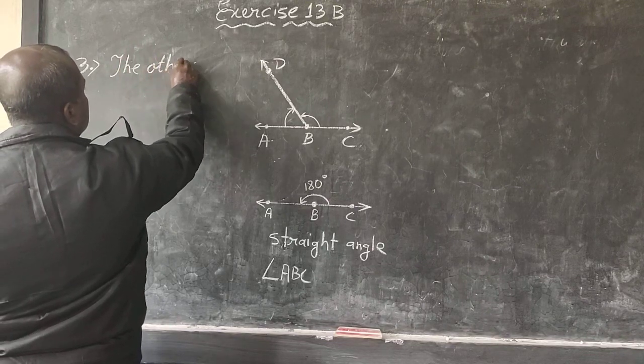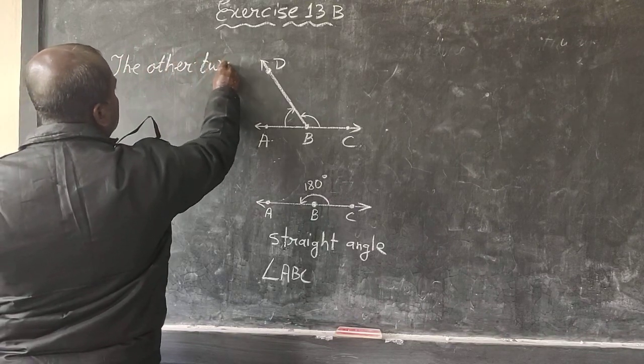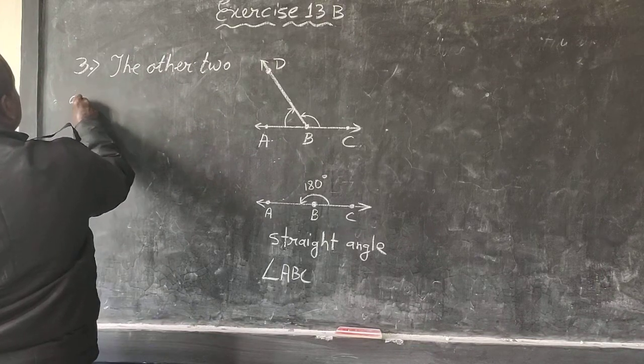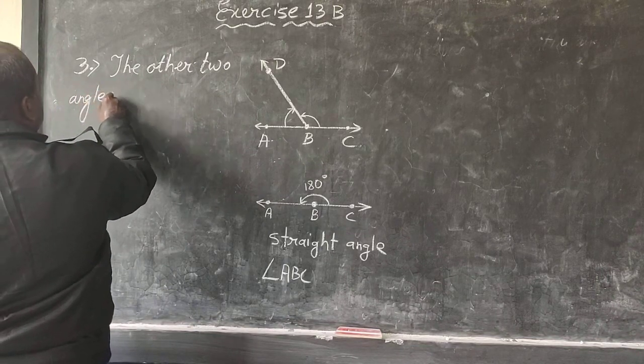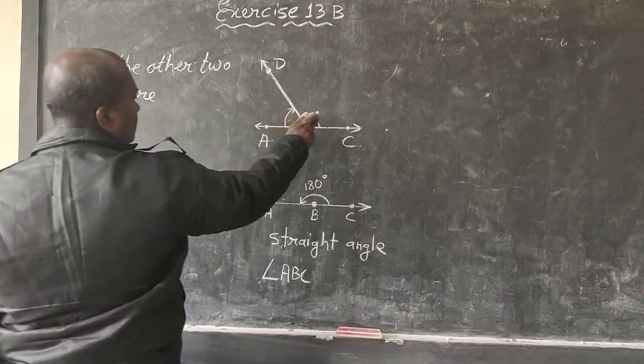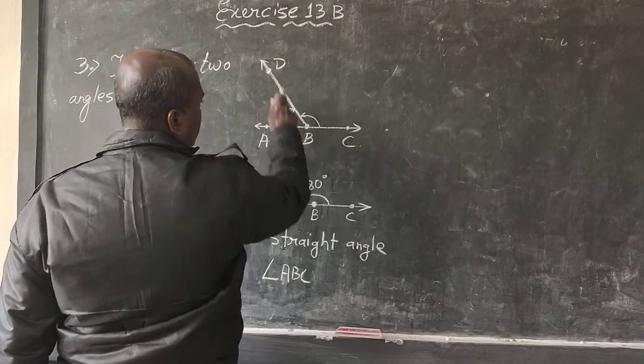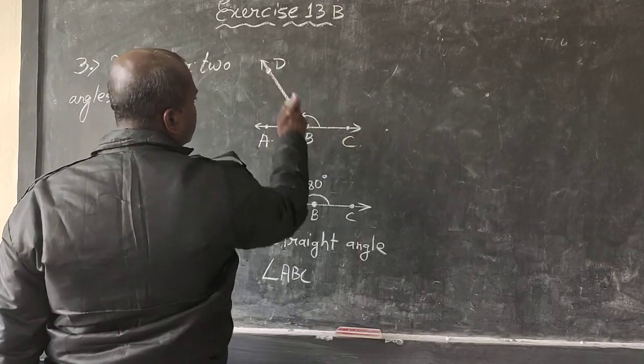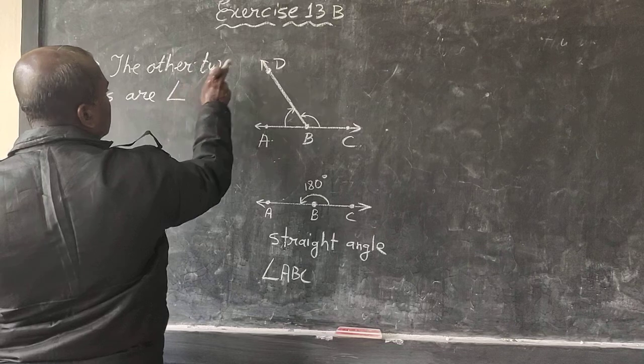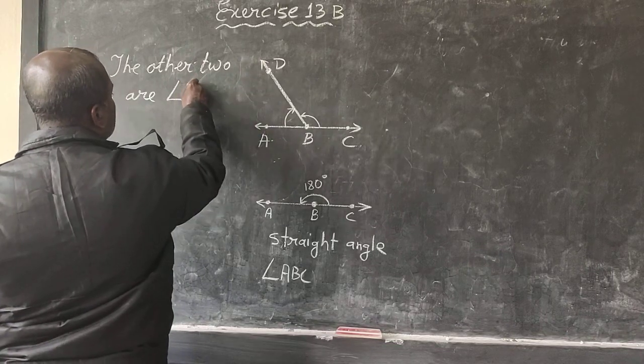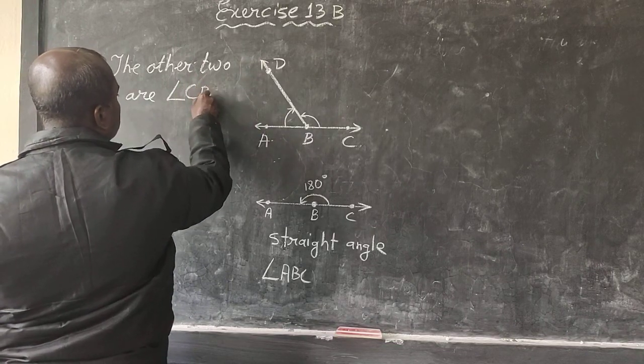So the other 2 angles are, we'll start with this one first. What name can be given to this? Angle CBB or BBC, anything will work. I am writing angle CBB.